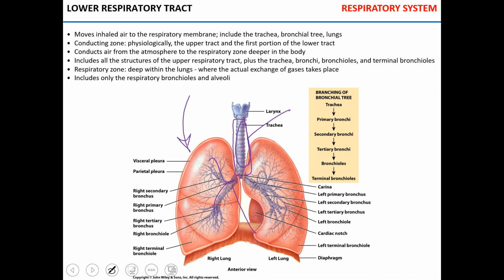It branches into two primary bronchi. These primary bronchi branch into what we call lobar bronchi. Lobar bronchi branch into the segmental bronchi, and they keep on branching, and when bronchi branch into the smaller bronchioles, the bronchi become thinner, the walls become more elastic, they contain less cartilage, and they also contain more smooth muscles.